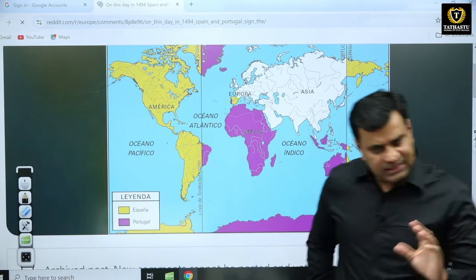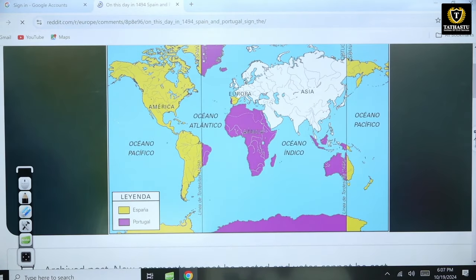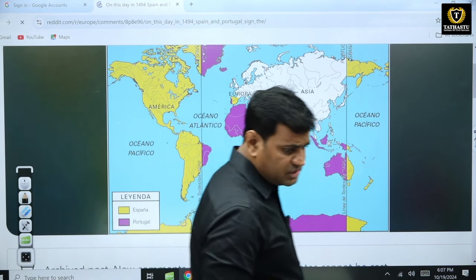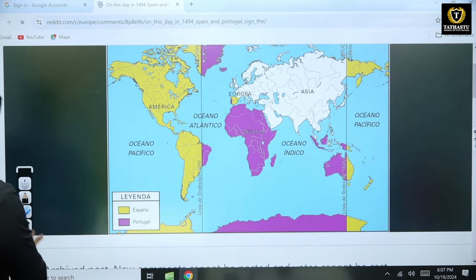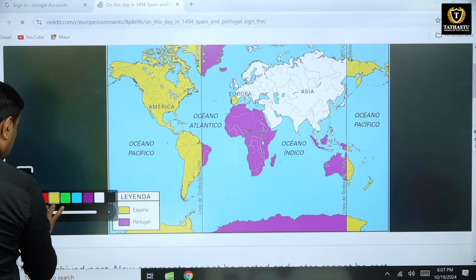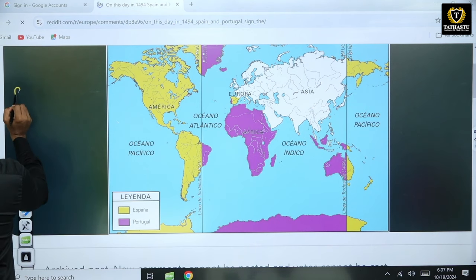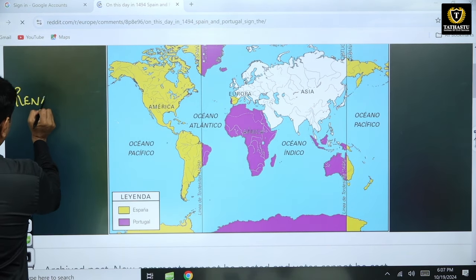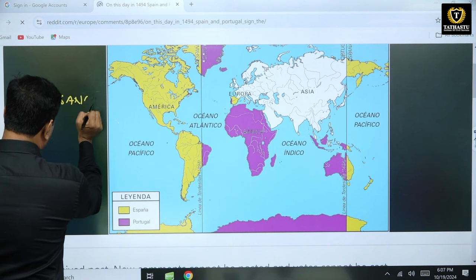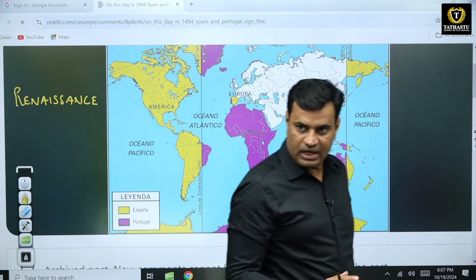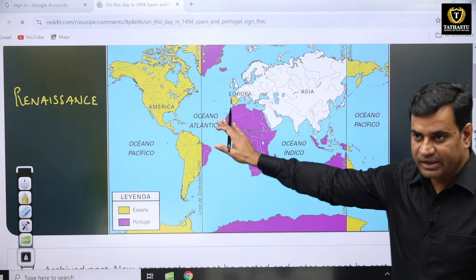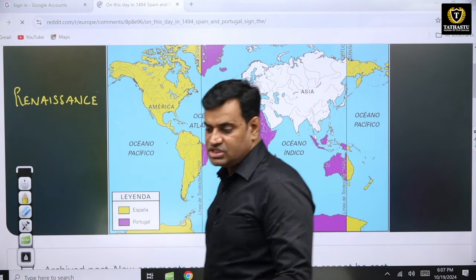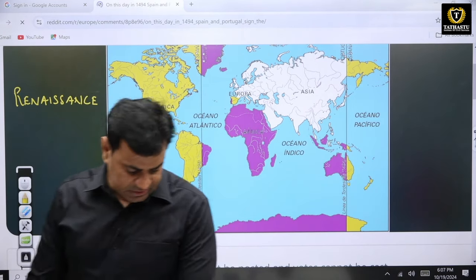By the 13th century, a cultural movement known as the Renaissance started in Europe. Renaissance means rebirth. The cultural movement known as the Renaissance started in Europe.